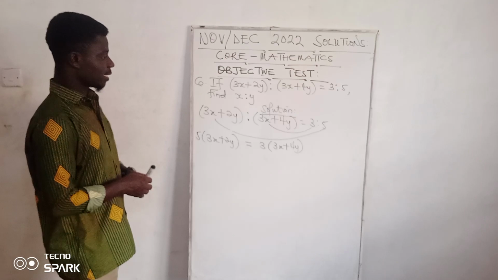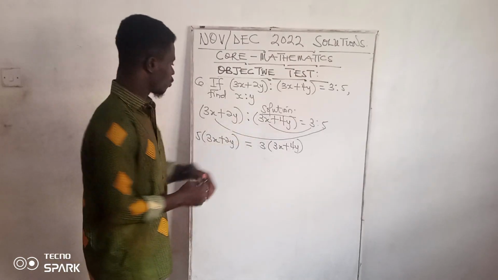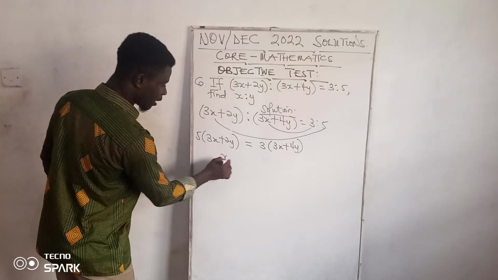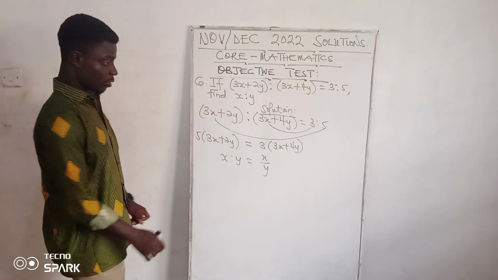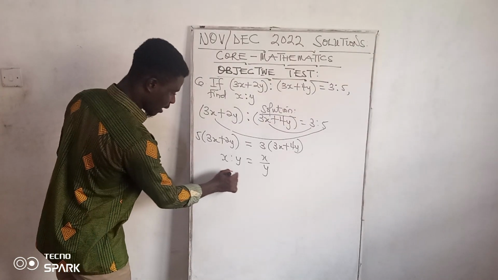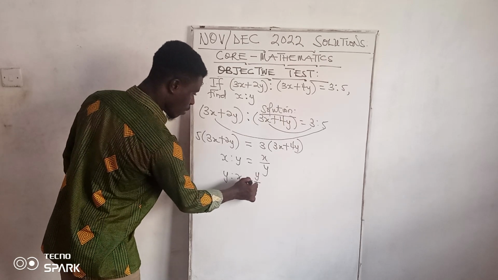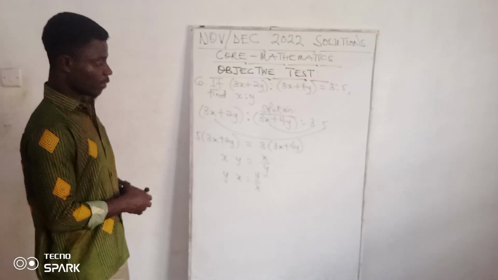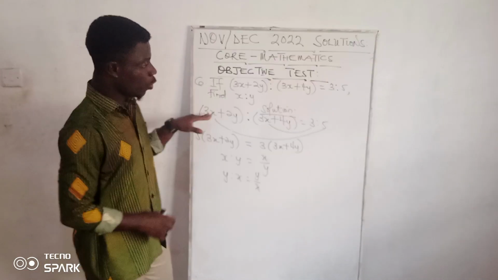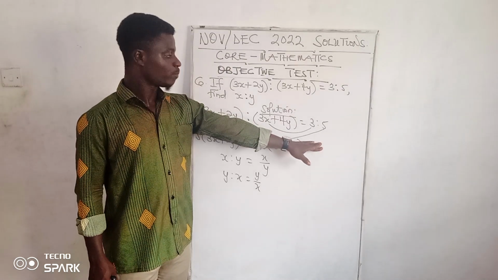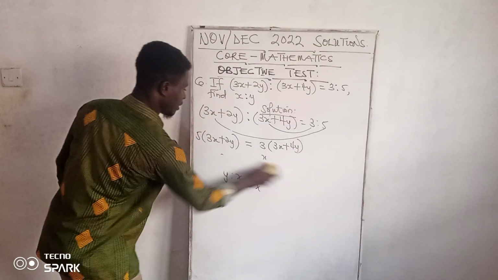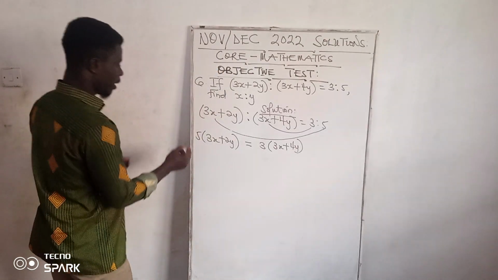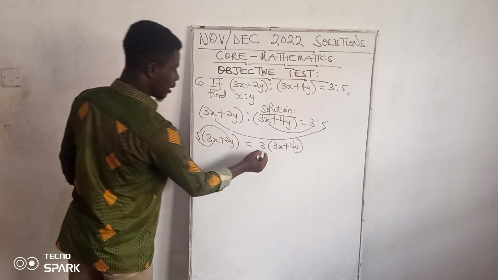Or better still, you can change this to a fraction, which means if I have x to y, I can write it as x on y, which means x over y. If I have y to x, I can write it as y on x, which means y over x. So if you don't want to use proportion, you can go by the fractional approach.